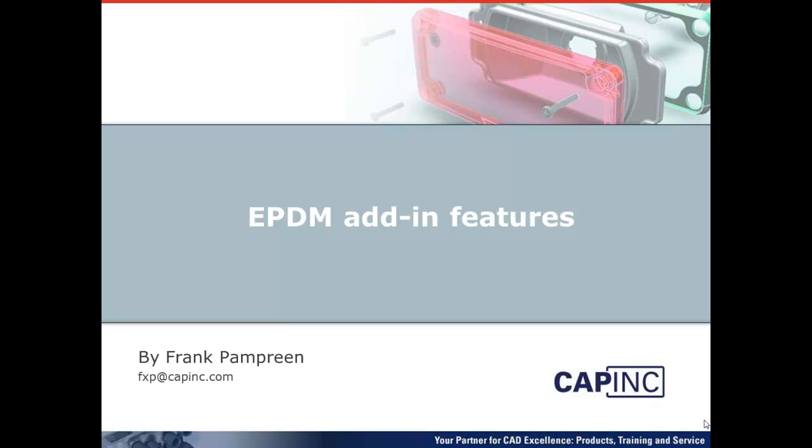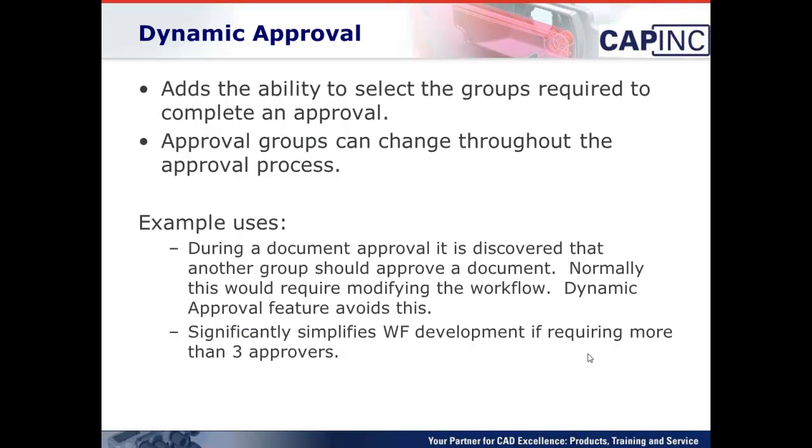In this video, I will be discussing dynamic approval. Dynamic approval adds the ability to select groups required to complete an approval process. Perhaps during the approval process, other groups need to be added or removed from it in order to get something approved. Dynamic approval allows you to do just that.